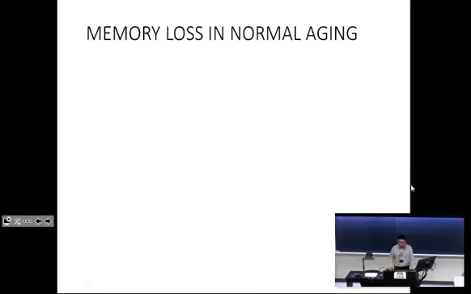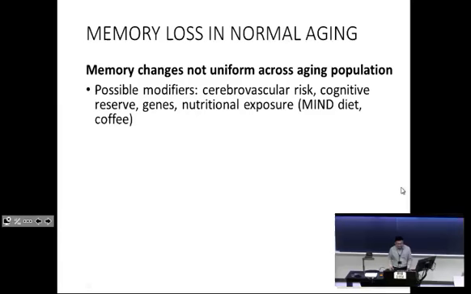So normal aging does damage the memory centers over time. What you can get is, especially if you have, for instance, hypertension, other cerebrovascular risk factors, certain genetic predispositions like apolipoprotein epsilon 4, and certain nutritional exposure issues can either increase or decrease the likelihood that your memory will decline.